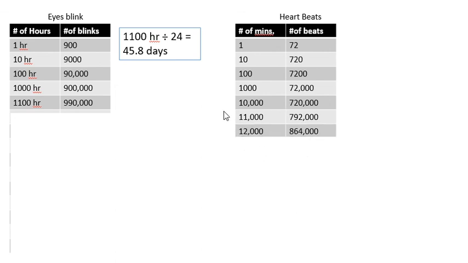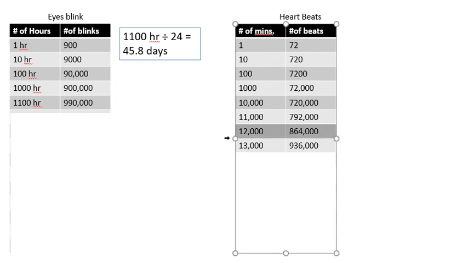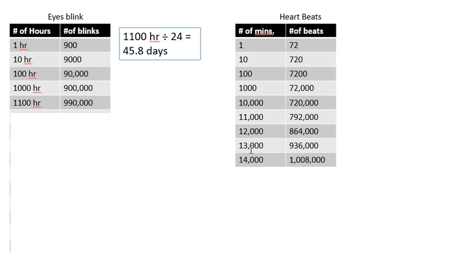For 12,000 minutes, I added one more 1,000, 864,000. For 13,000 minutes, we added another 1,000 minutes, 936,000. So let's add 1,000 more minutes, and now we're very, very close to a million. We just passed it. So it takes 14,000 minutes to have 1,008,000 beats. That's pretty close. So that would be a very good estimate.